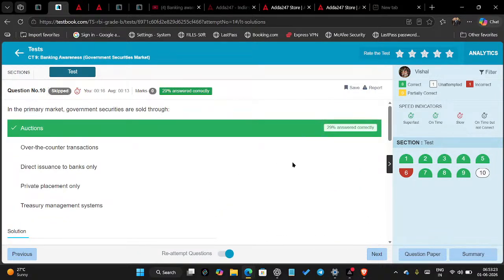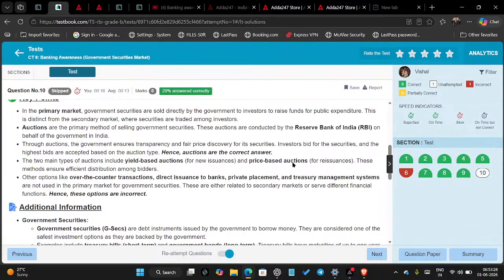In the primary market, government securities are sold through auction. Okay, in the primary market, government securities are sold directly by the government to investors to raise funds for public expenditure. This is distinct from the secondary market, where securities are traded among investors.